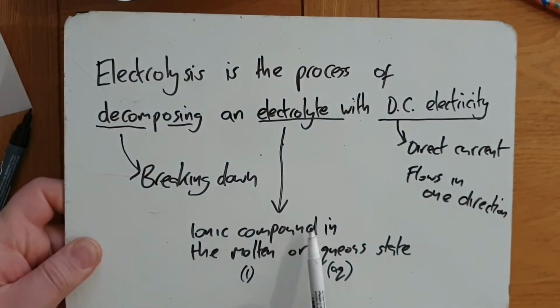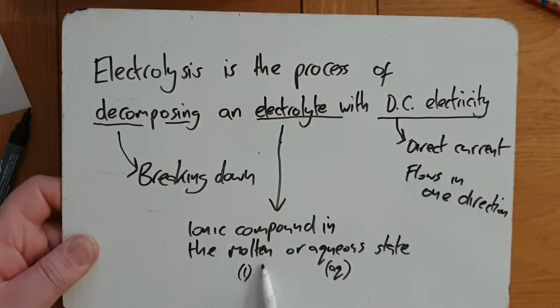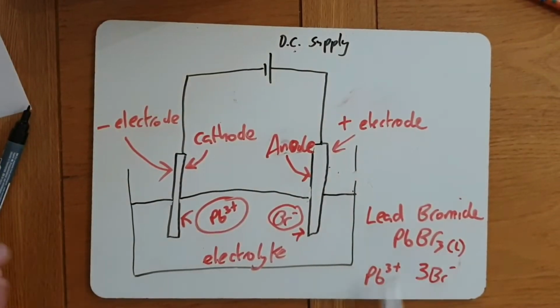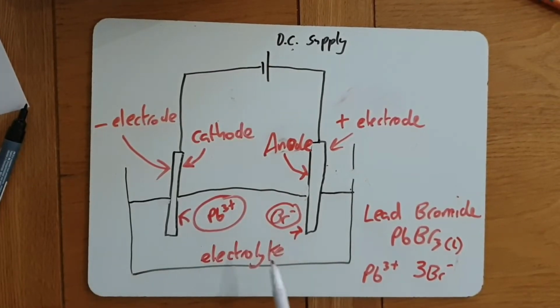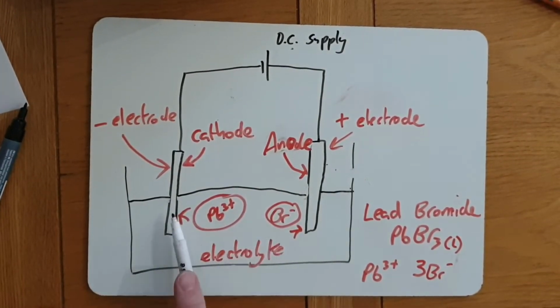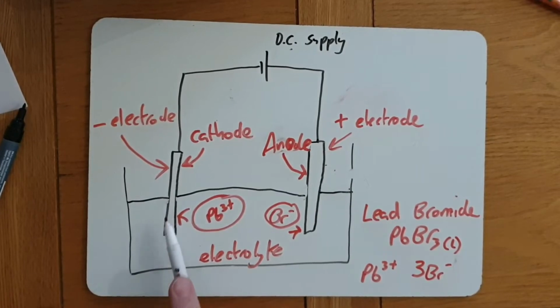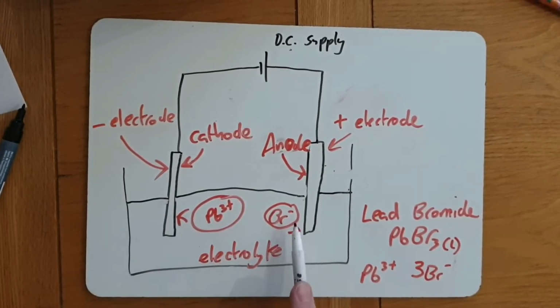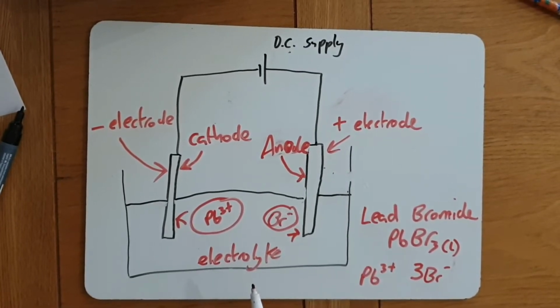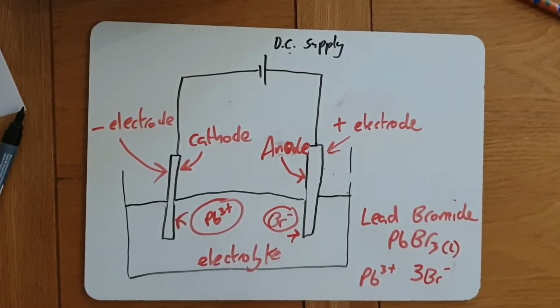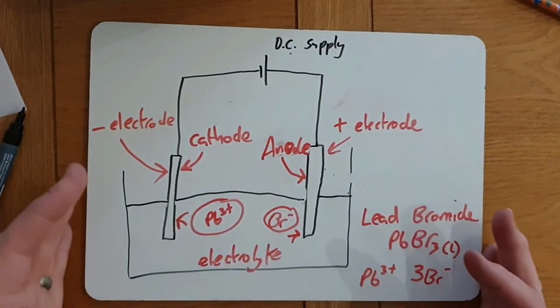If you remember back, what's an electrolyte? It's an ionic compound in the molten or aqueous state. So the one we're talking about is molten. So we've got lead bromide, it's molten, all the ions floating around. As soon as we turn the electricity on, all the positive ions, the lead, go to the cathode, the negative electrode, and all the negative ions, the anions, go to the anode, the positive electrode. And the next part of the video is going to break down what's actually happening there.